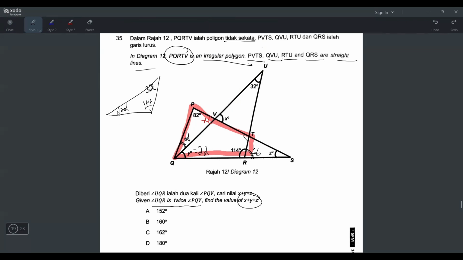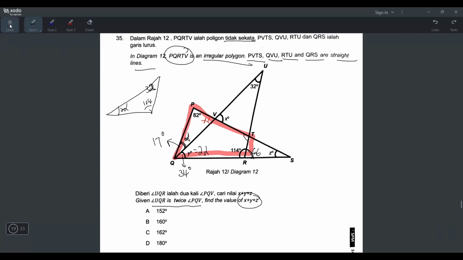Okay, let's tekan. 180 minus 114, and then minus 32. My calculator gives me 34. That means your Y angle is 34, right? But since they say this angle UQR is twice, if I take 34 bahagi 2, I will get this angle, 17. Sebab dia kata tadi UQR is twice, 2 kali ganda angle sini. So you ambil 34 bahagi 2.